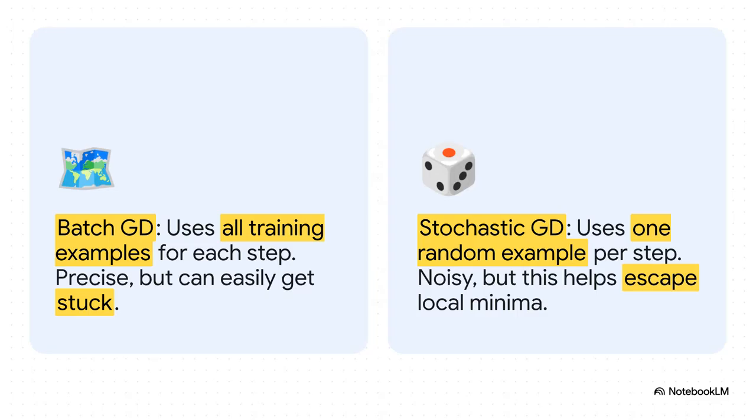One of the biggest game changers was just adding a little bit of chaos. Instead of having the hiker look at the entire map before every single step, which is slow and gets stuck easily, we can use something called stochastic gradient descent, or SGD. With SGD, our hiker just takes a quick random glance at a tiny piece of the map and takes a step. The path becomes noisy and kind of jerky, but that randomness is the key. It's what can jolt the hiker right out of those tricky local minima and saddle points.